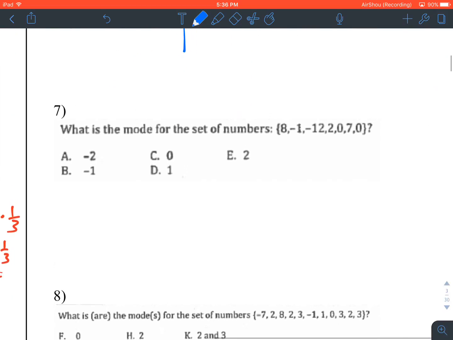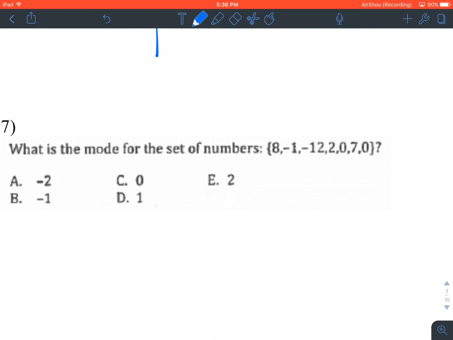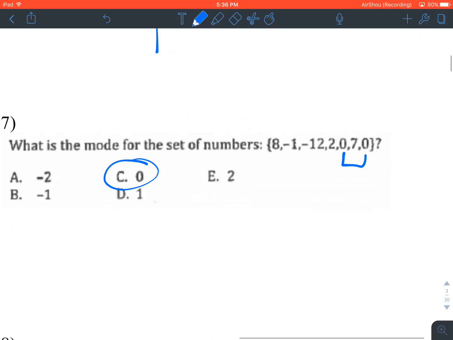Number 7, what is the mode for the set of numbers? What number occurs the most often? We get a 0 in there twice. Nothing else is twice. So the mode is 0.